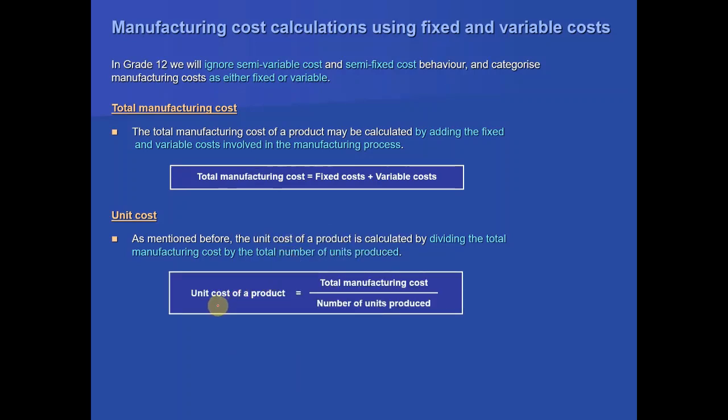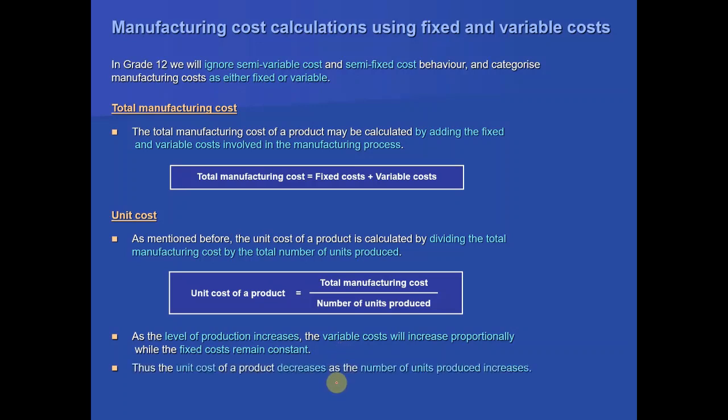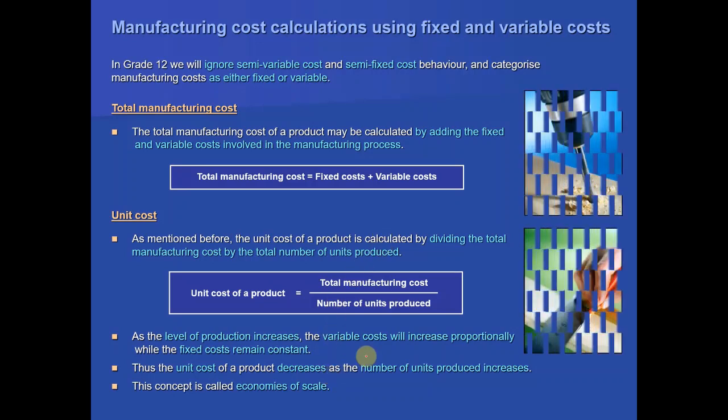So in equation form, unit cost of a product is the total manufacturing cost divided by the number of units produced. As the level of production increases, the variable costs will increase proportionally while the fixed cost remains constant. Thus, the unit cost of a product decreases as the number of units produced increases. This concept is called economies of scale.